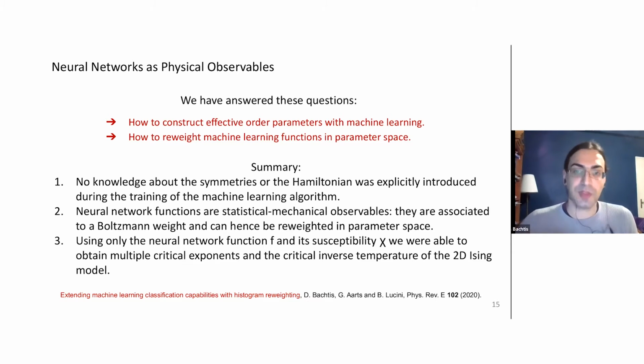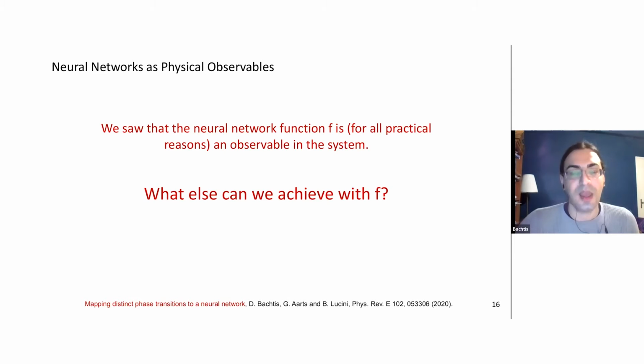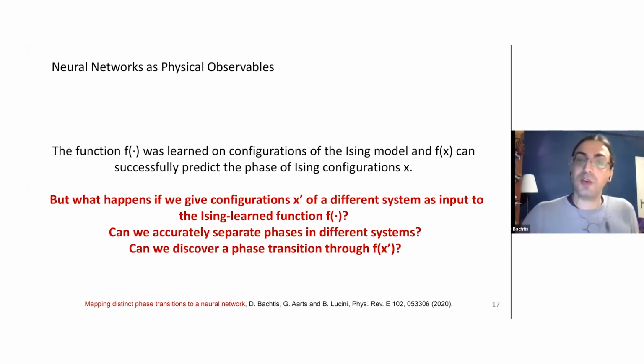So now I want to move to the next set of questions. We saw that the neural network function is for all practical reasons unobservable in the system. But what else can we achieve with this neural network function? We saw that this function was learned on configurations of the Ising model, and it was able to successfully predict the phase of Ising configurations.